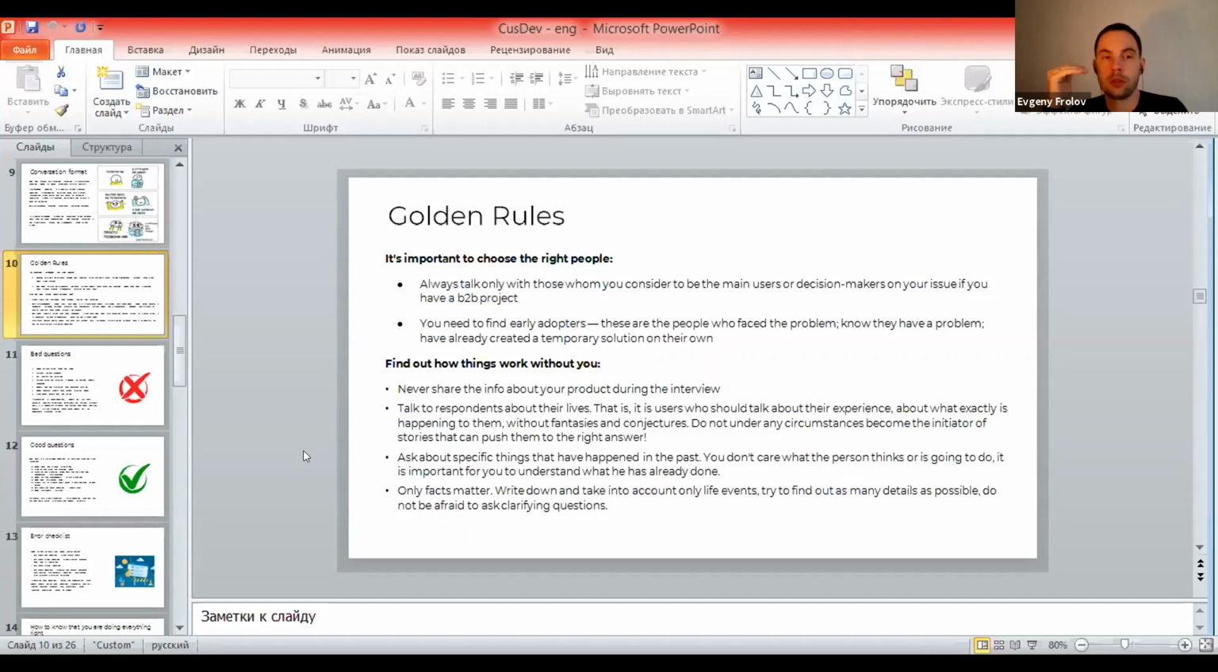Of course, your customer already has some kind of filter in mind, and in any case they will try to formulate their answers using this filter, to help you find a confirmation of the idea. So that's why, don't share the information about the product. Otherwise, the information that you get from the client will not be relevant.